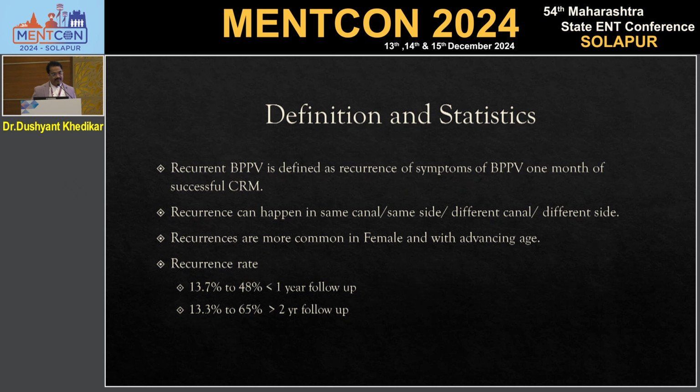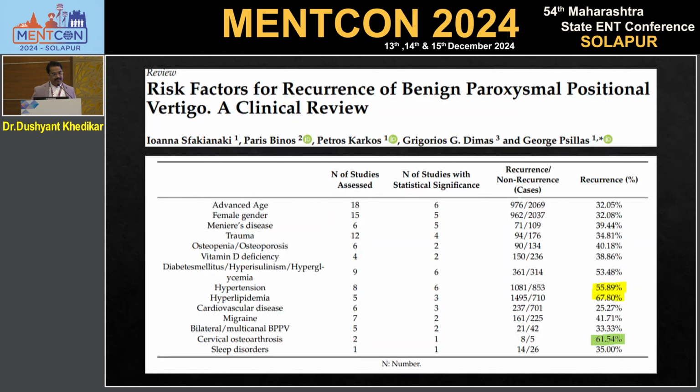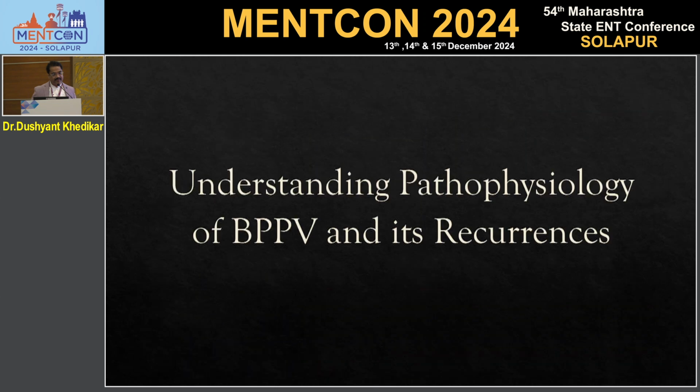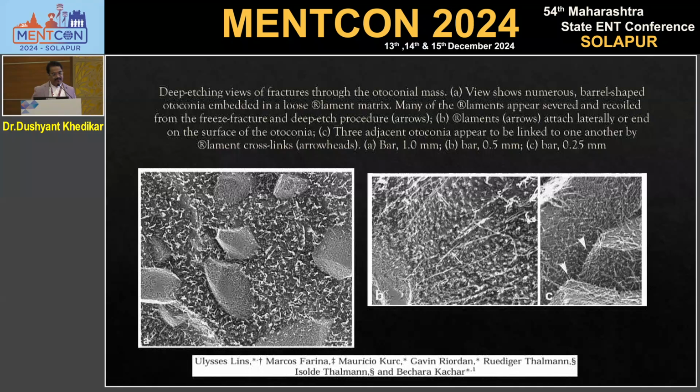So why is this there? Because BPPV primarily is an utricular disease. So what happens inside the utricle? We'll just go to the slides. I will just change the sequence of my slides.